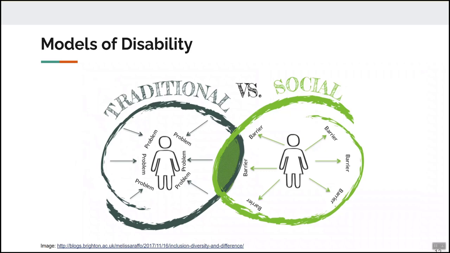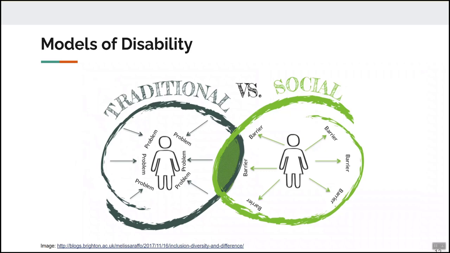So let's take a look at it in other terms. On the left, we have the traditional models, which are medical, charity, and economic. And there are other ones, so you can Google those and find out. There's a link on the previous slide. And in that case, it's saying that the person or the disability is the problem, not the environment. So the disability needs to be fixed or taken care of. In the social model, we see that the barrier is actually the environment, and it considers that the person is just fine.